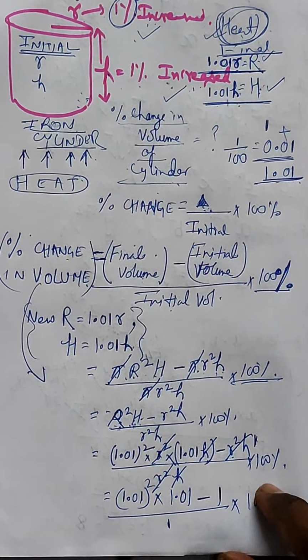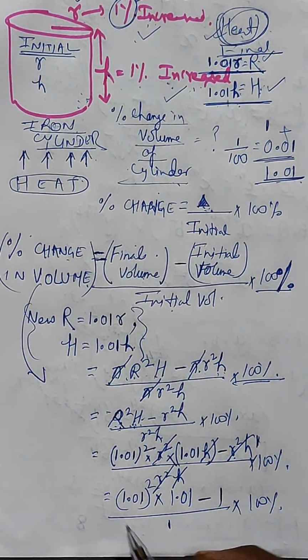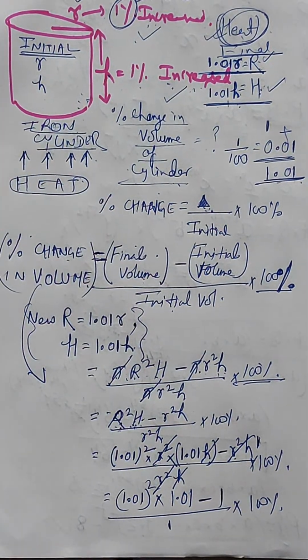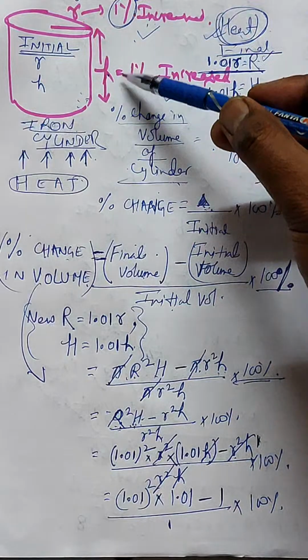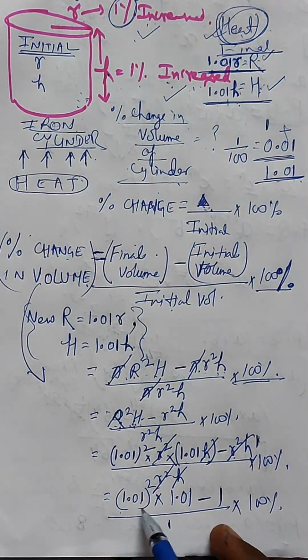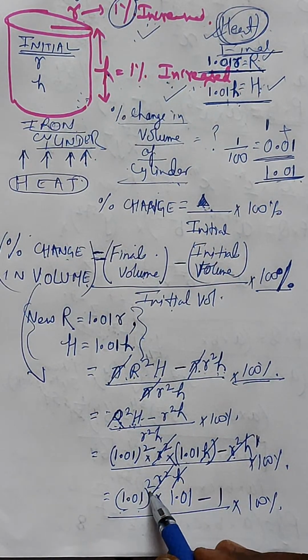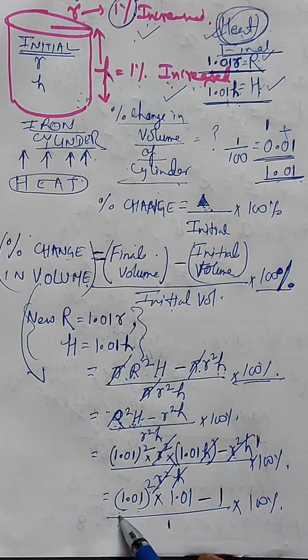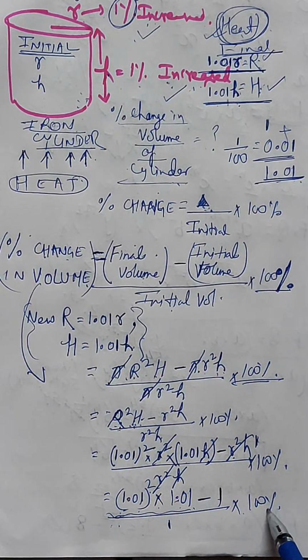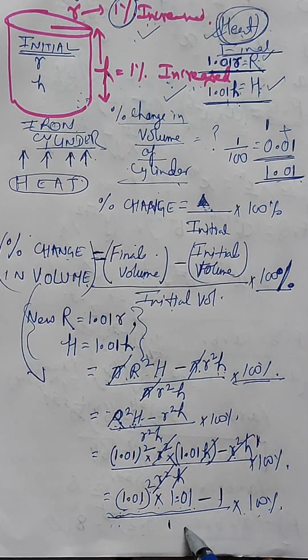So this is the percentage change in the volume of the cylinder when the radius and height of the cylinder are increased by 1%. This is a simple arithmetic calculation. 1.01 square will come as a number, into 1.01. Whatever the value is, subtract 1 from it and multiply by 100. That percent is the percentage change. Do you want me to do that calculation? Okay, no problem. Let me do it.